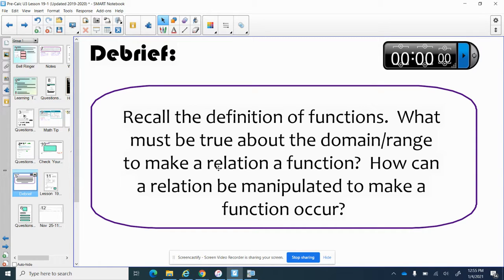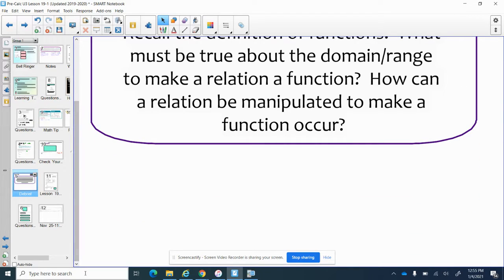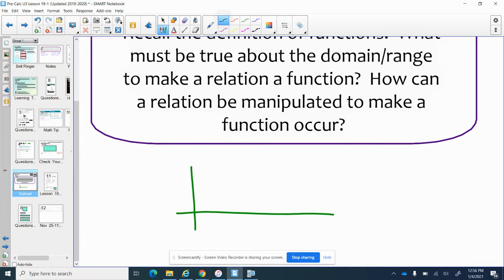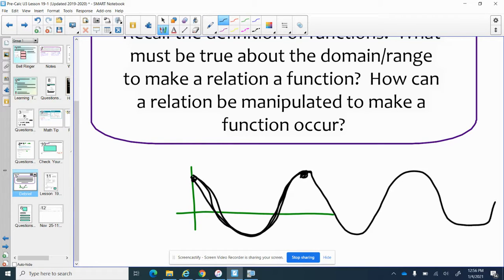So when we look at something, we have to be careful because traditionally, if we graph cosine, we know that if we have a traditional cosine graph that we've been talking about now for what seems like forever, we know we have something that looks like this. And currently it's passing the vertical line test. Cosine is a function.